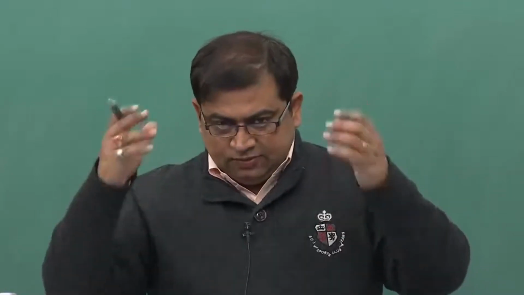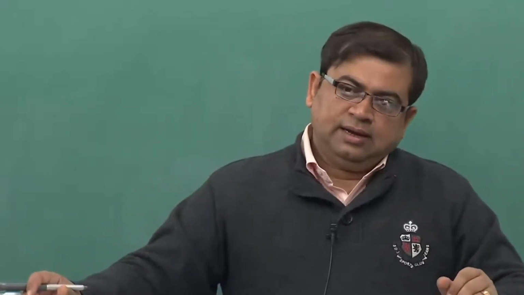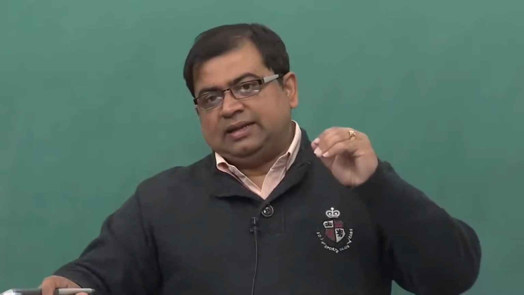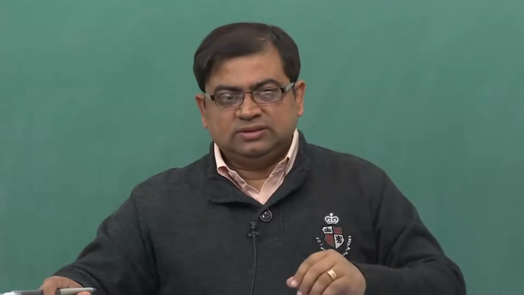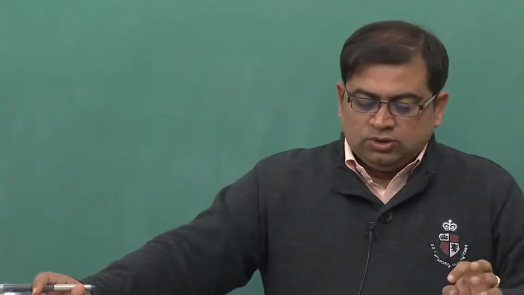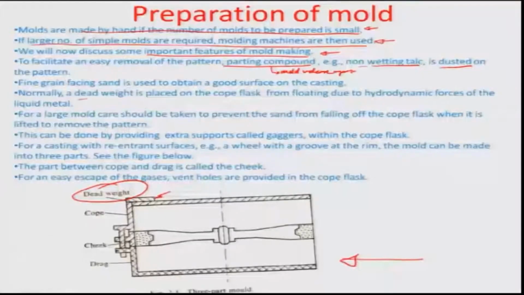Even if the cope half is smaller in comparison to the drag half, as I had discussed before, there is a tendency that the liquid metal, getting into a high pressure, may float up the cope with respect to the drag because of the hydrodynamic forces. In order to stop that, it is better that you always put a dead weight on the top of the cope half, so that it remains intact and stays in position despite all these hydrodynamic forces. So, a dead weight is normally placed.